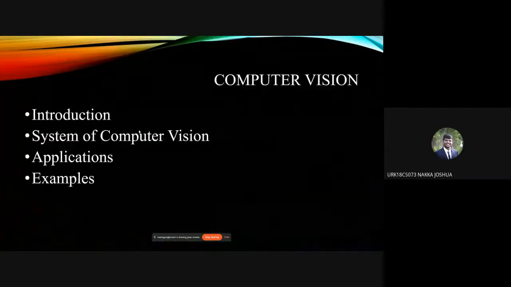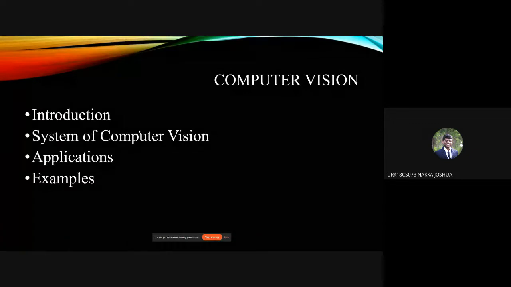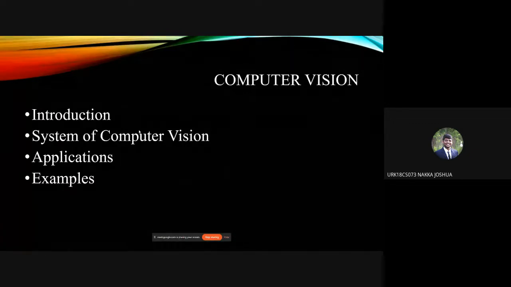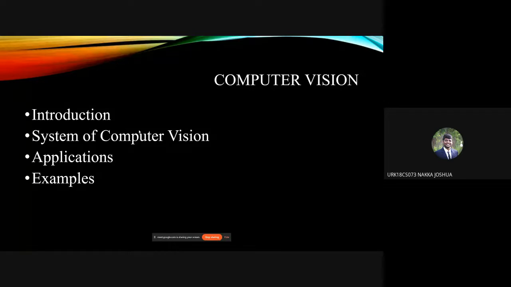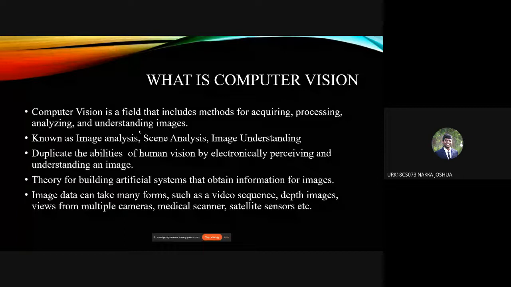The things I have mentioned are only the normal introduction: what computer vision is and how it differs from human vision, then the system of computer vision, applications, and a few examples. Computer vision is a field where acquiring, processing, analyzing, and understanding images is done. It is also known as image analysis, scene analysis, and image understanding.